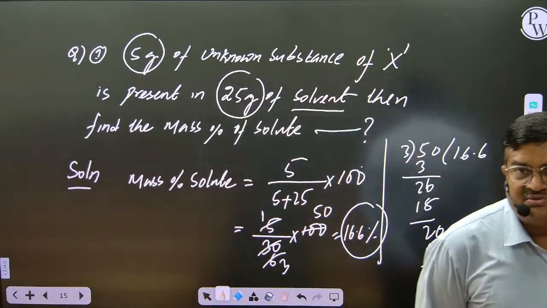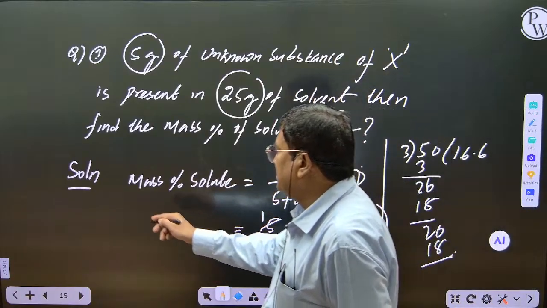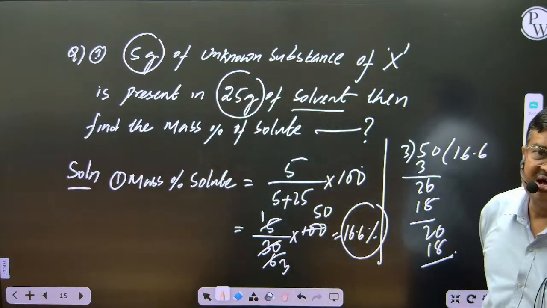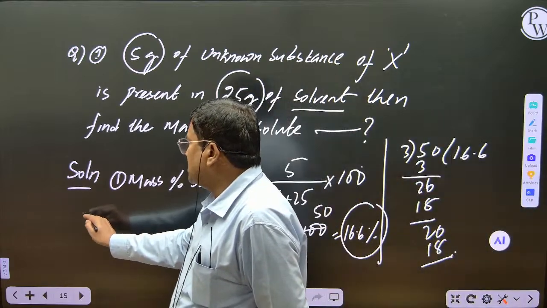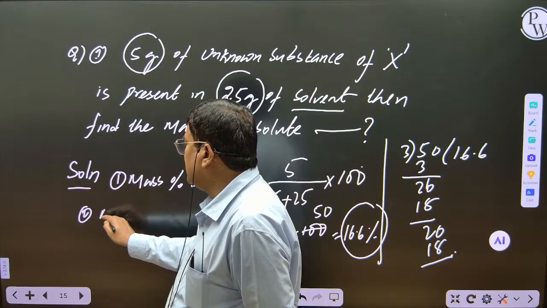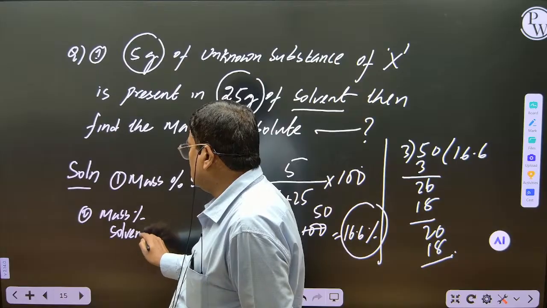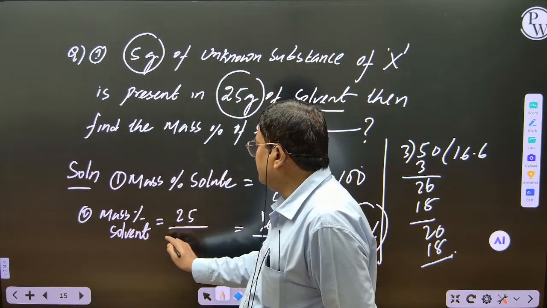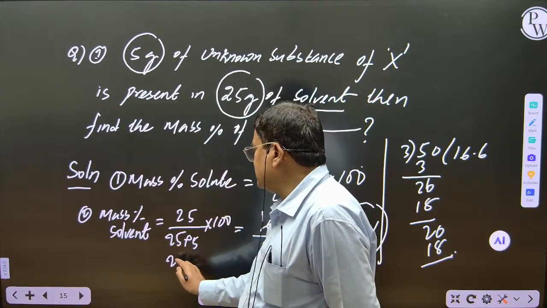Suppose in the same question, the mass percentage of solvent would have been asked. The first part we did, mass percentage of solute, no. Now how do we get mass percentage of solvent? Mass percent of solvent will be equal to, what is the solvent mass given? 25. 25 by 25 plus 5 into 100. That comes how much? 25 by 30 into 100.